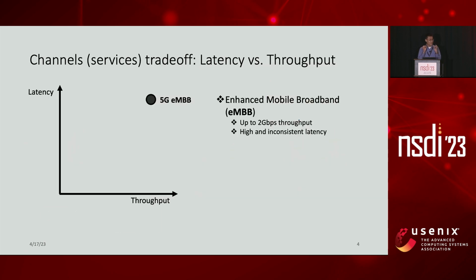If we plot the 5G that you have right now, which is 5G eMBB, the enhanced mobile broadband, in the latency and throughput graph, this is where 5G eMBB sits. It supports high throughput, up to 2 Gbps end-to-end, but it also comes with high and inconsistent latencies. This 5G is what your mobile phone is using right now. It supports general mobile applications, and also many high bandwidth applications, such as 8K video streaming.